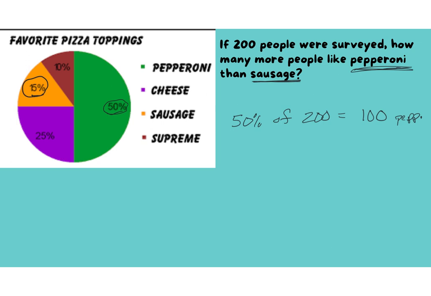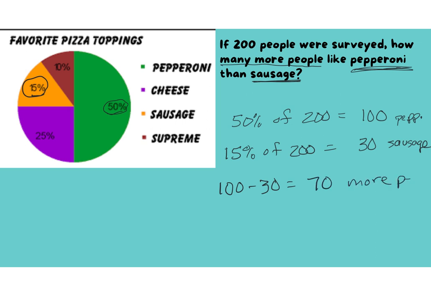Sausage is this orange one, which is 15%, so 15% of 200. I know 10% is 20, and half of that is 10, so that gives me 30 people are sausage fans. And it asks how many more people. So I'm going to subtract those. 100 minus 30, which is 70. So 70 more people. And 70 more people like pepperoni than sausage.